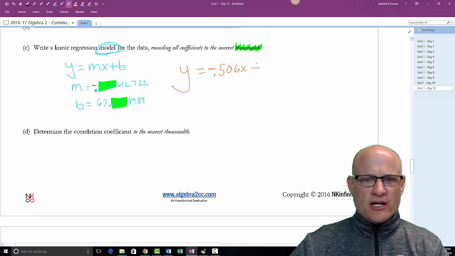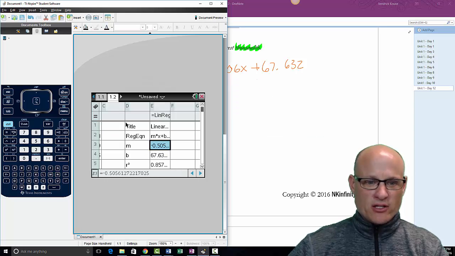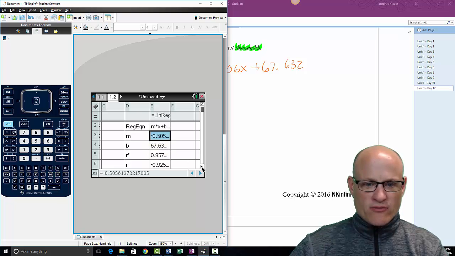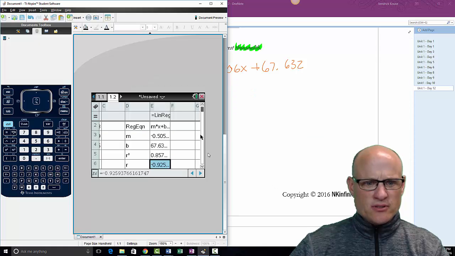x plus 67.632. Determine the correlation coefficient to the nearest thousandth. So we have to go back over here, and we want not r squared, we want r. And our r value is, notice it's negative as well, negative 0.925. So r is equal to negative 0.925.